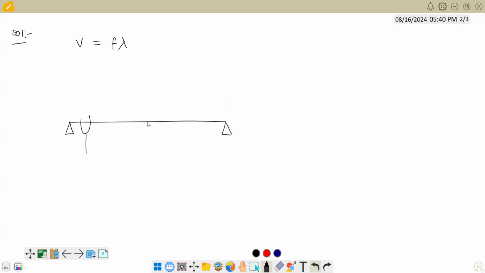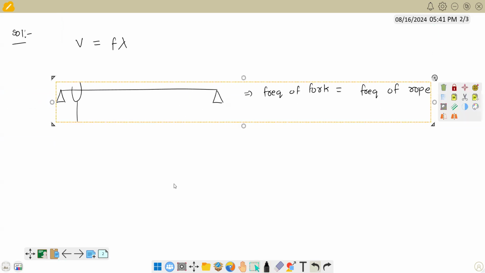So when you connect a rope with a tuning fork, what happens is that the frequency of this tuning fork becomes the frequency of this cord. With whatever frequency this tuning fork is moving, we will assume that with the same frequency, this cord is also moving. So remember this. So it implies that frequency of fork is equals to frequency of rope. So once this is clear, let us try to solve this problem.